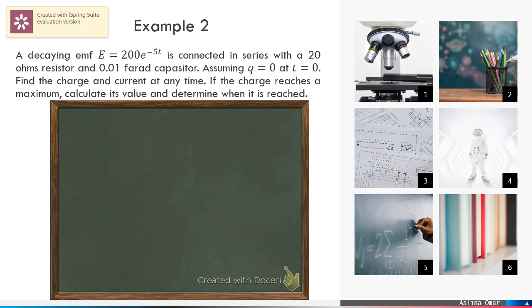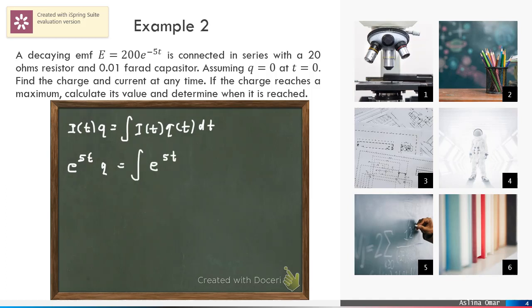And then seterusnya, you cari dia punya standard form. So, I(t) Q equals to integrate I(t) Q(t) dt. So, I(t), you tadi e to power of 5t, Q equals to integrate I(t) e to power of 5t, Q(t) awak tadi 10. So 10 e to power negative 5t dt. So you solve, you dapat 10 e to power 5t minus ni, so jadi 1 lah dt. So you akan dapat 10t plus c.